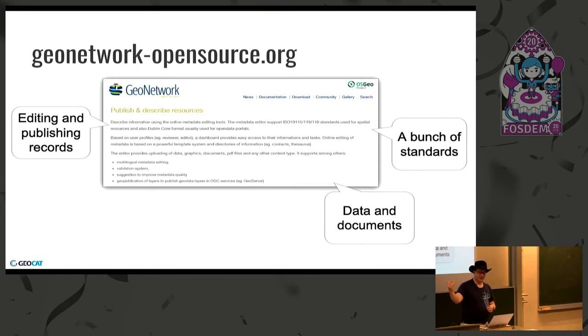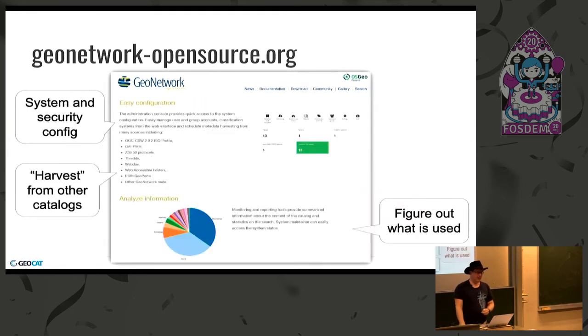So the next part here is about editing and publishing your own records, and it also supports a whole whack of standards, and it can manage both your data and your documents. One thing that's nice about this is that it does follow the OGC standards. You can have catalogs that harvest from other catalogs and bring up all this information and really help with discovery. It's also relatively flexible for configuration and security, and they also have a lot of analysis available on what data sets and records are actually being used, which is very helpful.